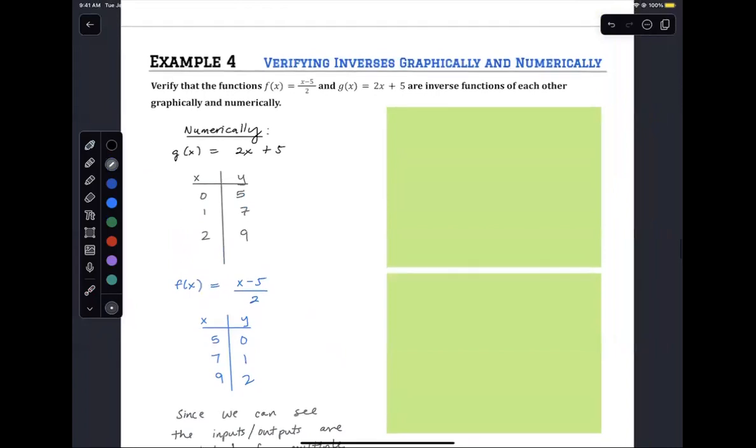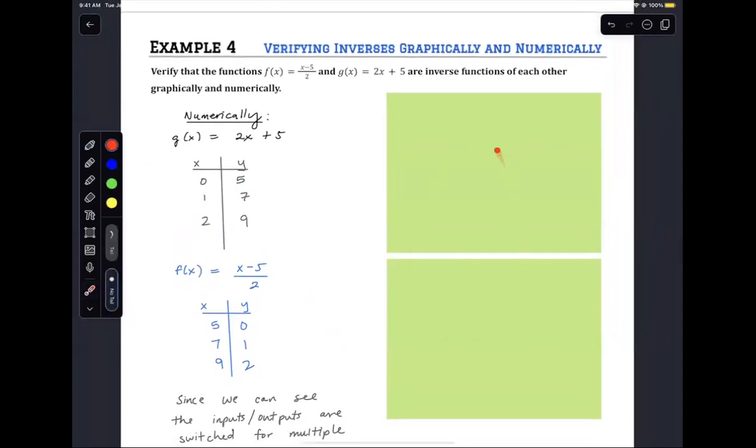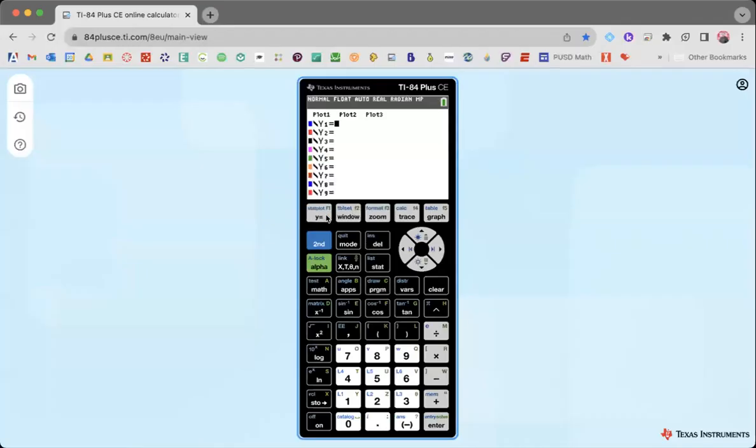Then if I want to show it graphically, I have these covered up because I'm going to show you in class, but I'm now going to change my screen to show you the graphing calculator and what it looks like. Go to y equals, and we're going to type in (x minus 5) over 2. If I want to do a fraction, I can use alpha, and this little fraction option is in green. I click on that: x minus 5 over 2. And then the other graph we're going to do is 2x plus 5. If I hit graph, it's kind of hard to tell.